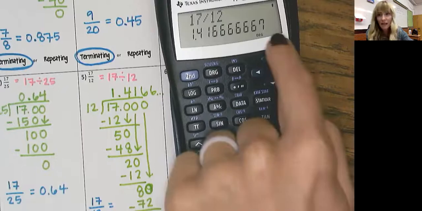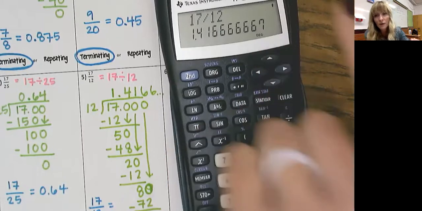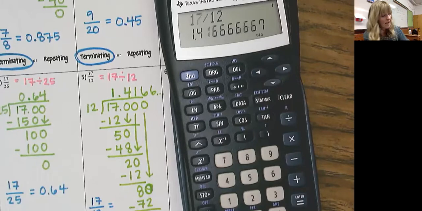And then some of you go, Ms. McGowan, there's a 7 in it. If we kept going, would we get a 7? No. Do you know what's happening? Your calculator is programmed to round. And so what would the next number be? It would be a 6. And of course, when the next number is 5 or higher, it rounds up. So this is just your calculator rounding. There is not a 7 there.